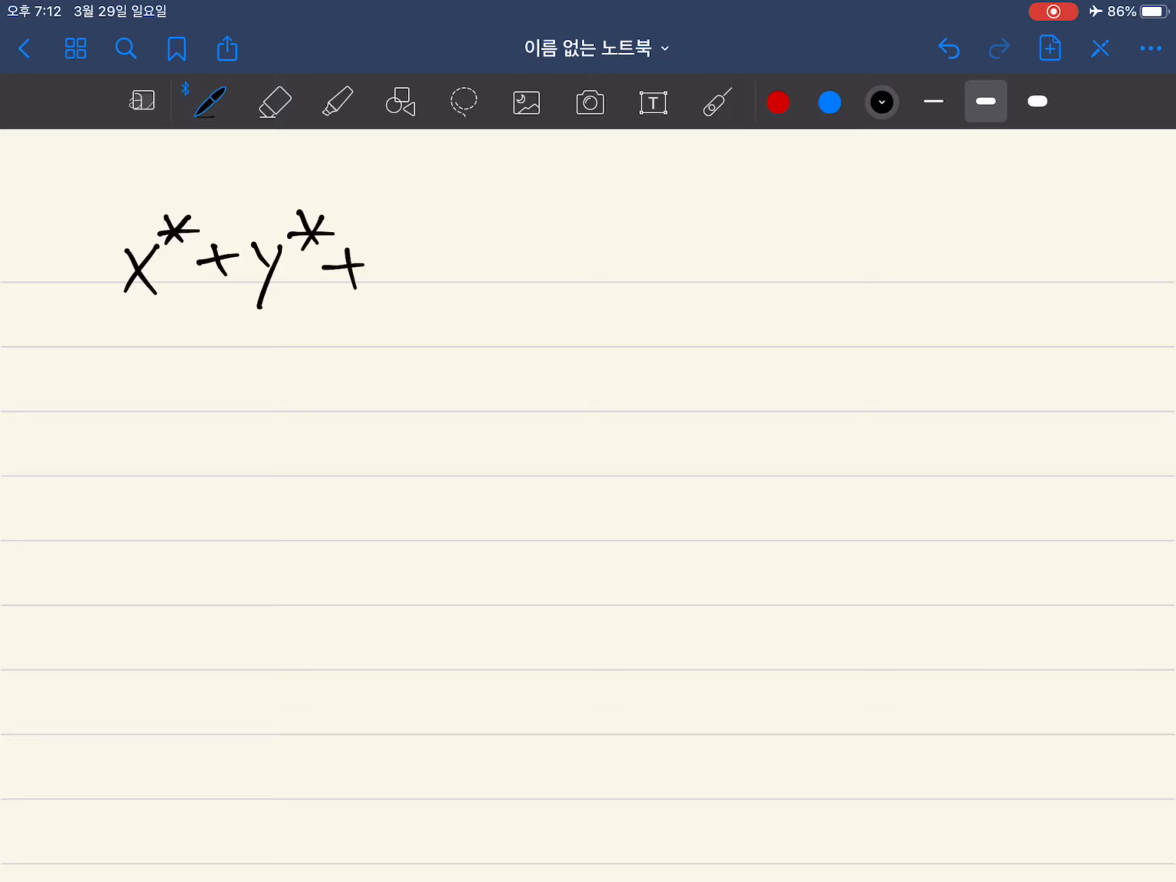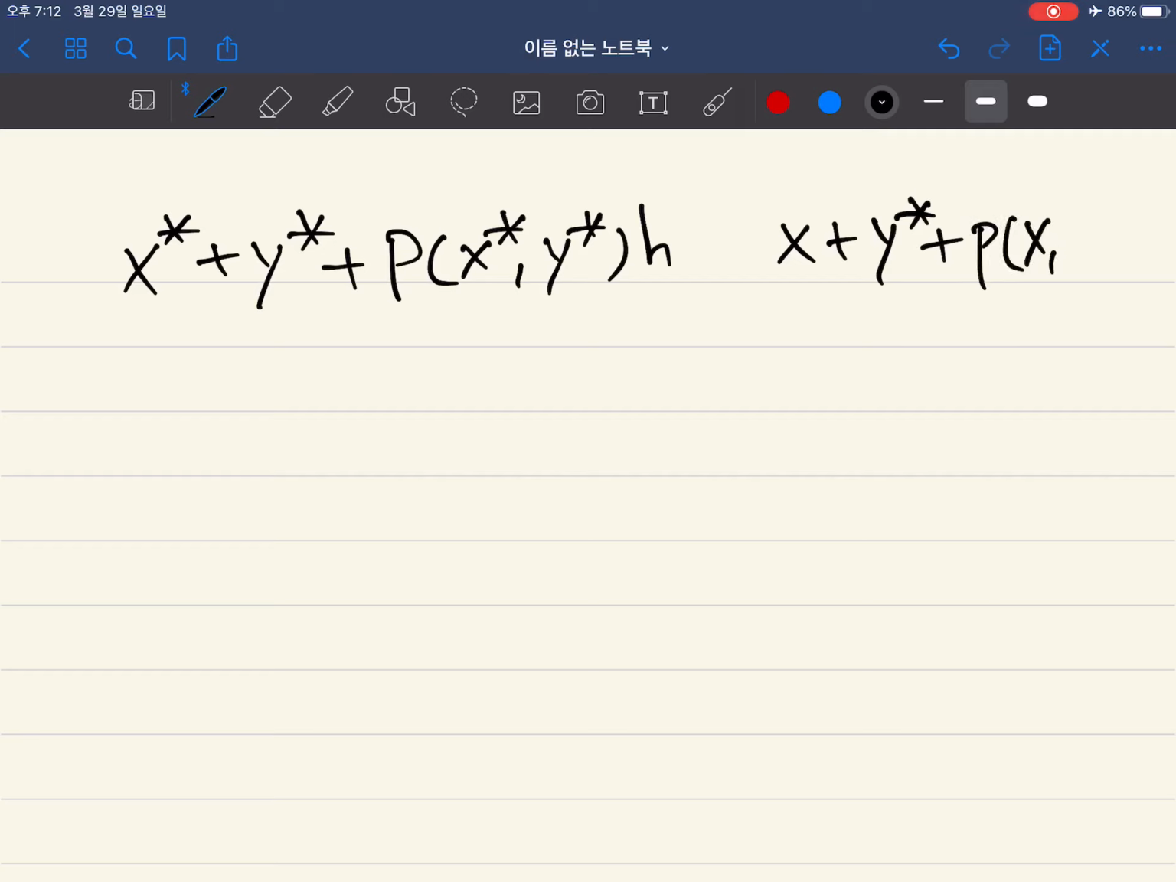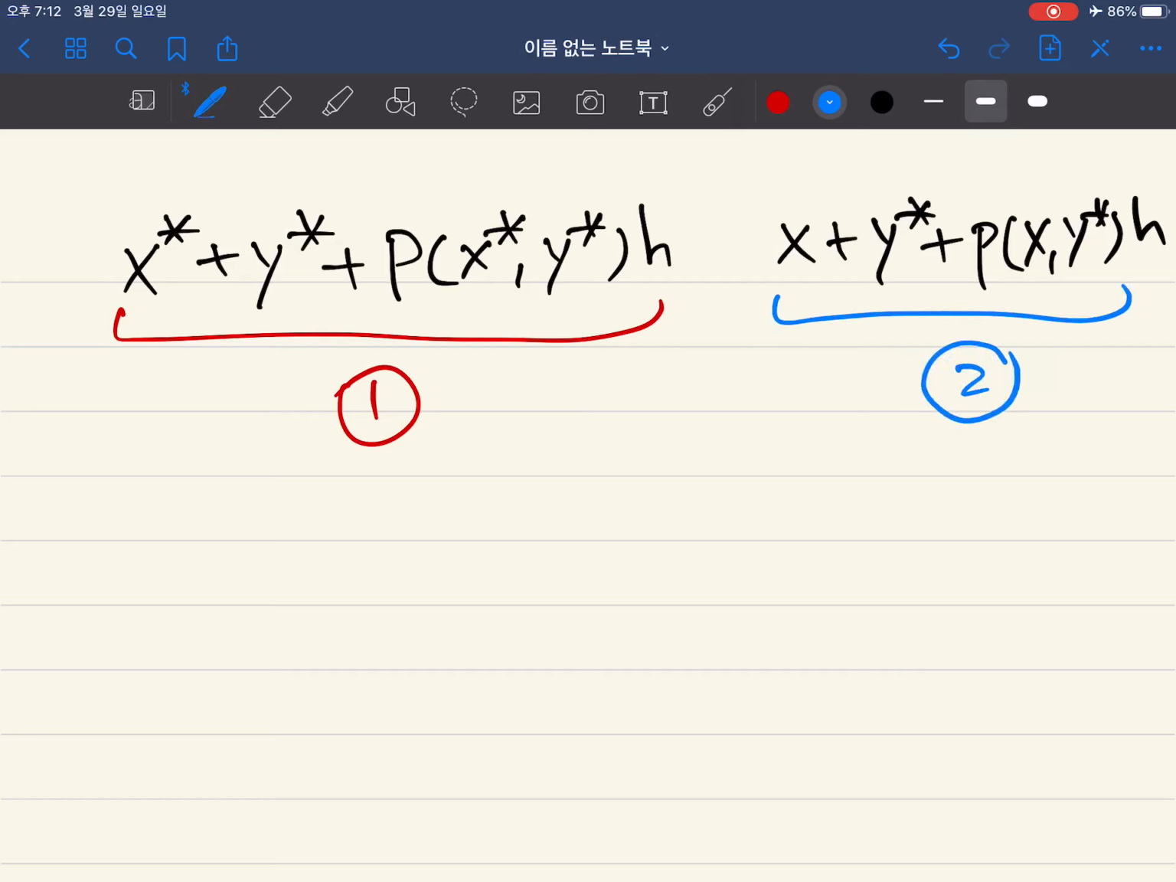So here we're gonna use a similar logic as before. We're gonna compare two quantities here. Quantity number 1, quantity number 2. If you compare 1 and 2, which one is smaller? We know that number 1 is smaller, right? Using the same logic as before, we know that number 1 is smaller.